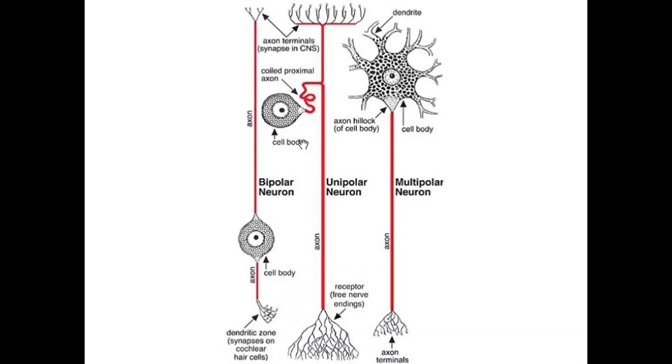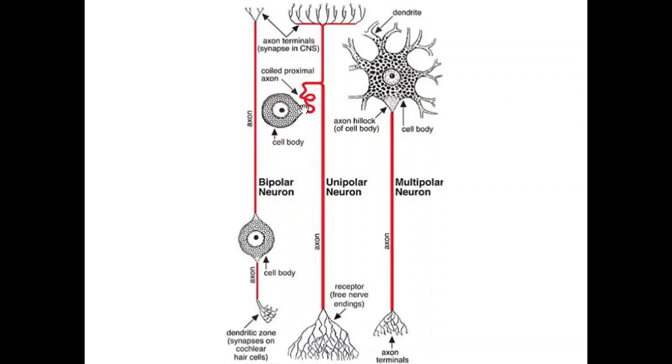For the unipolar neuron, the cell body is along the axon. It is located in a spinal ganglion. Excitation begins at a receptor, in this case free nerve endings are sketched, and the axon conducts that excitation to the central nervous system. In the case of the ear, sensory neurons are bipolar. The excitation travels along the axon, including the cell body, and then it is released in the central nervous system.